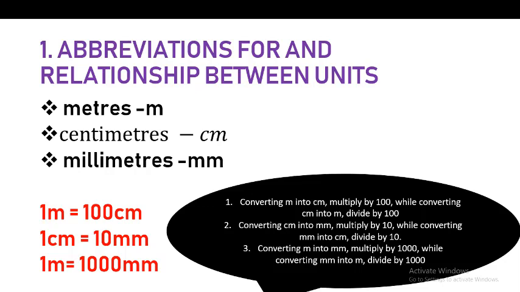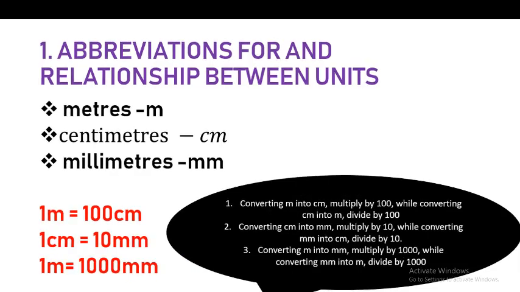Then converting centimeter into millimeter, multiply by 10, while converting millimeter into centimeter, divide by 10. Why? Because 1 centimeter is equal to 10 millimeters. Then converting meter into millimeter, multiply by 1000, while converting millimeter into meter, divide by 1000. Why? Because 1 meter is equal to 1000 millimeters.